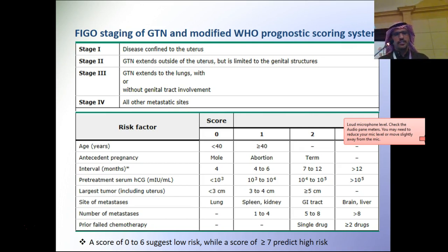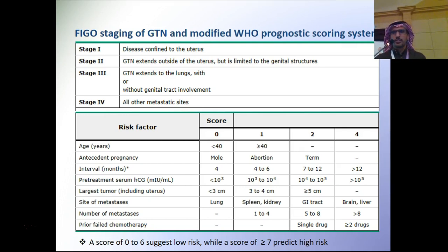including age, antecedent pregnancy, interval, which is the time between the end of pregnancy and the start of chemotherapy, pre-treatment serum beta HCG, largest tumor, site of the metastasis, number of the metastases, and prior failed chemotherapy. If the score is 0 to 6, this means low risk. If the score is 7 and higher, this means high risk.